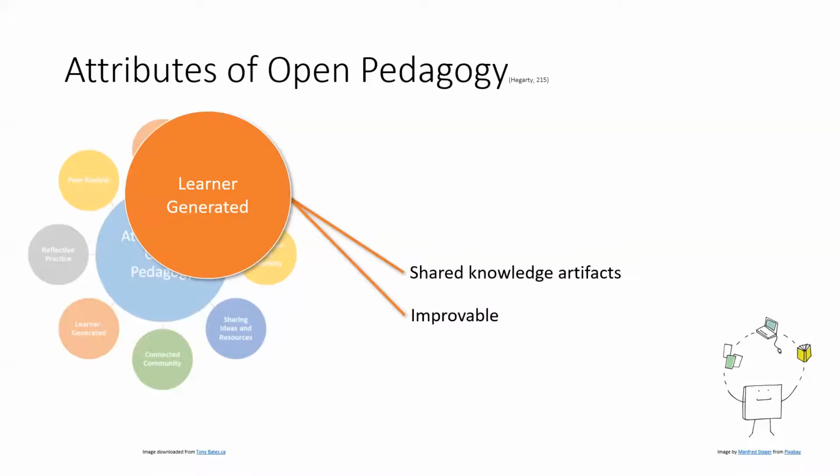And finally, the one we're going to look at today and talk about a little bit is being learner generated. So it's the shared knowledge artifacts, these things that are improvable. And again, it empowers students to solve problems, to work collectively, to discuss and improve upon what came before. It really encourages students to become fully involved in the learning process, and it helps build relationships. It's an important piece to fully realize open pedagogy.